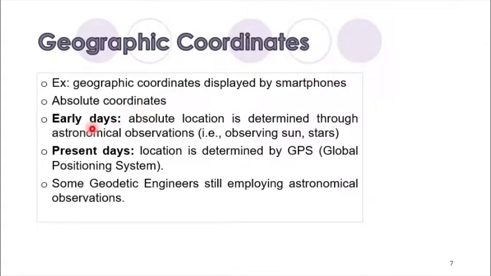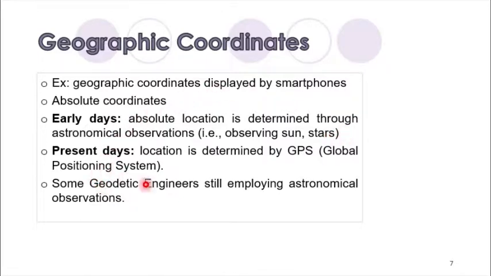In early days, the absolute location was determined through astronomical observations. For example, you observe the sun and you observe the stars. That's why we have surveyors conducting solar observation and stellar observation, wherein the primary objective of performing those observations is to determine the absolute location of a point.